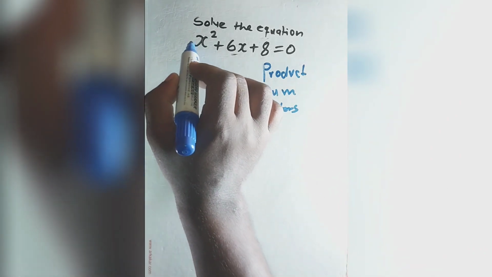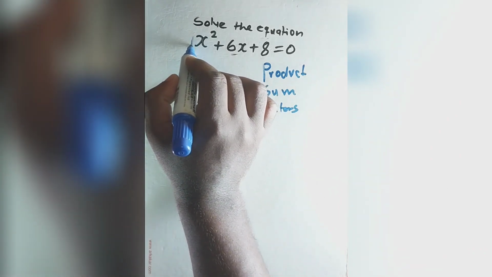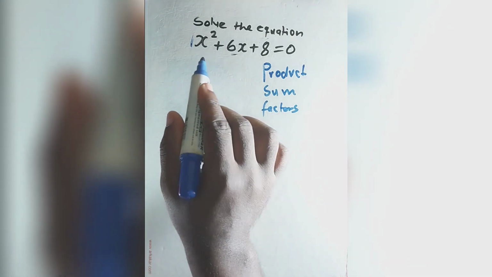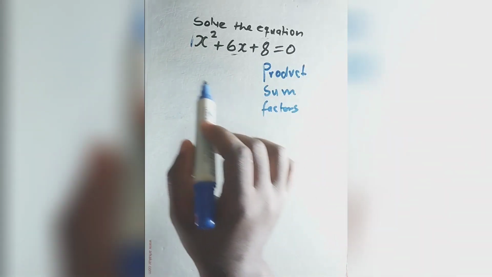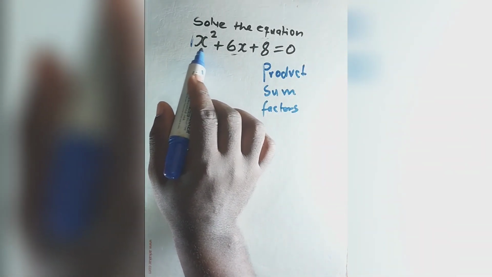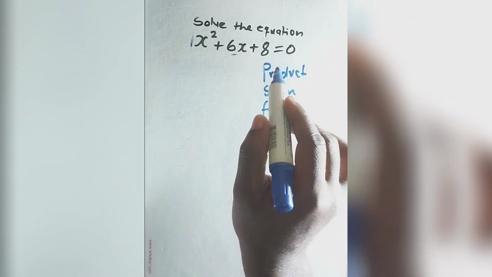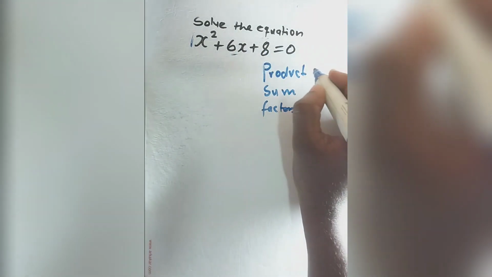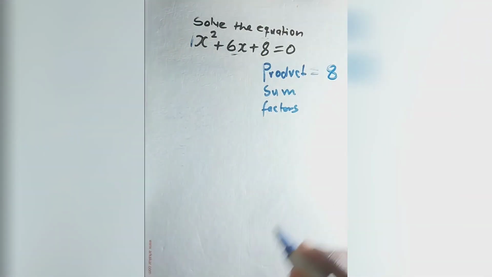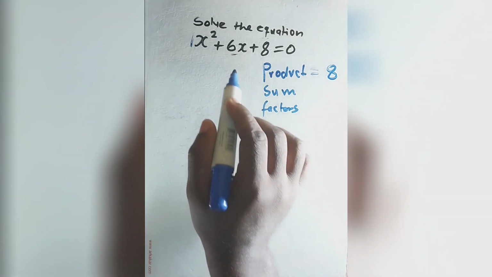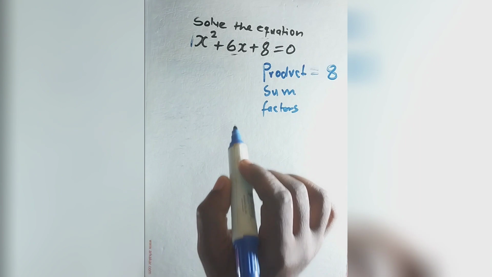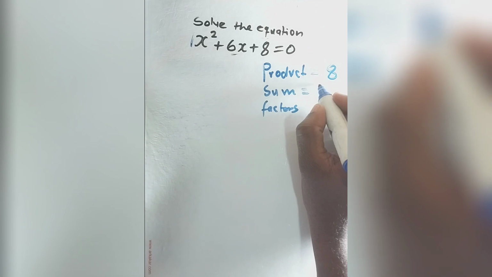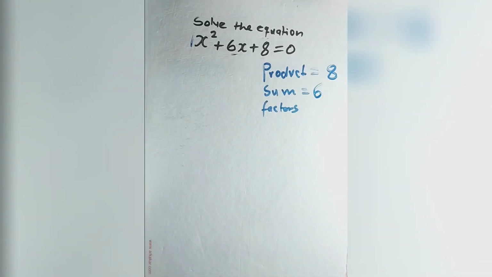Okay, so the coefficient of x squared is 1 at the front. You multiply the number at the front of x squared with the constant. So this gives you 1 times 8, that is equal to 8. And the sum is the coefficient of x in the equation, that is equal to 6. So 6 is your sum.